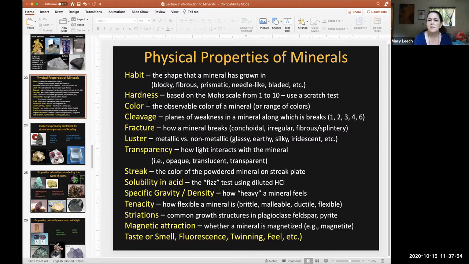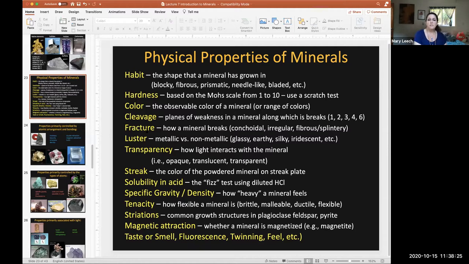The color is another one, or it could be a range of colors for different minerals. The cleavage, so those are these planes of weakness, and I've used the micas to describe, I lost my mica. So I've used the biotite and the muscovite to describe these planes of weakness. And I've shown you the cleavage plane on the feldspar as well.